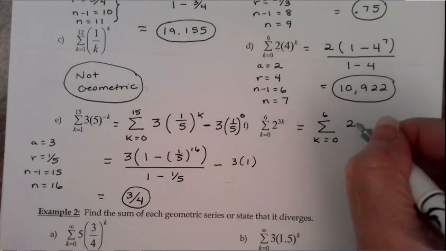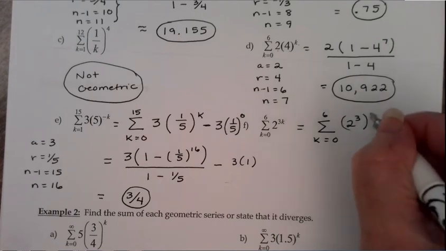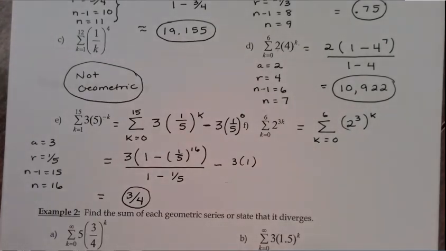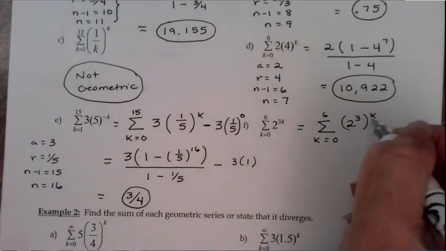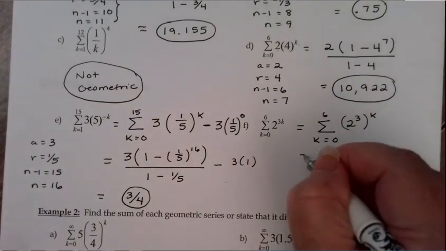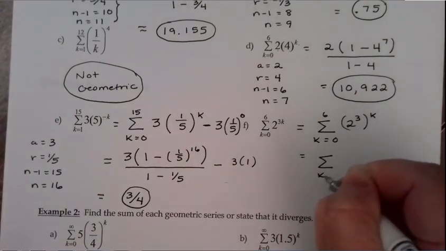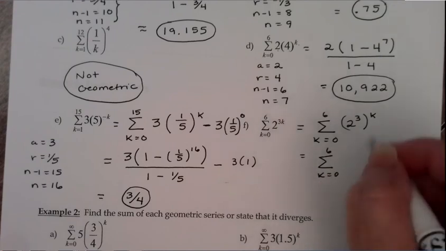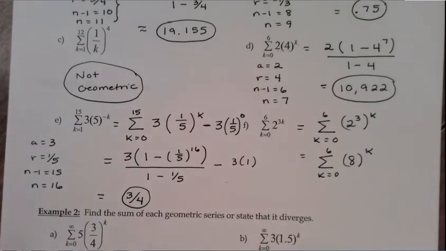I'm going to think of that as 2 cubed to the k power, right? When you take a power to a power, you multiply the exponents. So that's the same thing. And so actually, I've got the sum as k goes from 0 to 6 of 8 to the k power. Well, that's good because that now perfectly fits the form that I need.